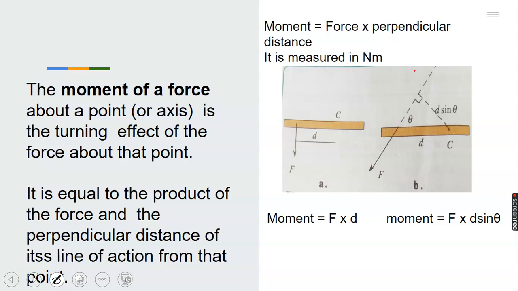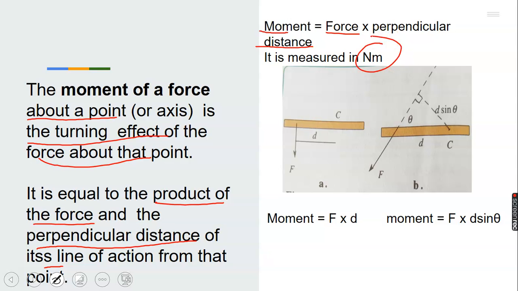Now, the moment of a force about any point or axis is the turning effect of the force about that point. And it is equal to the product of the force and the perpendicular distance of the line of action from that point. Now, look: moment of force equals force times the perpendicular distance, and it is measured in Newton meter because force is in Newton and distance is in meter. You have Newton meter.